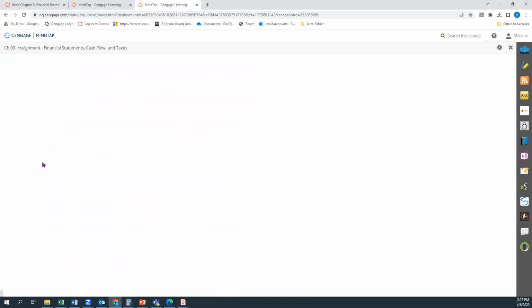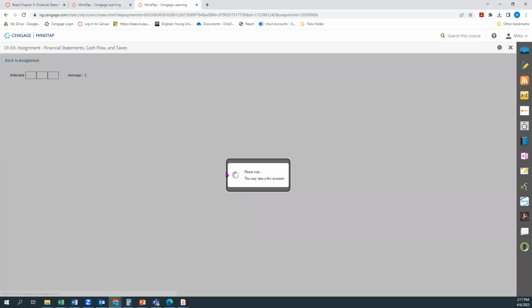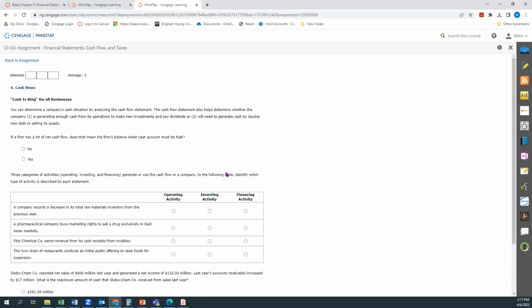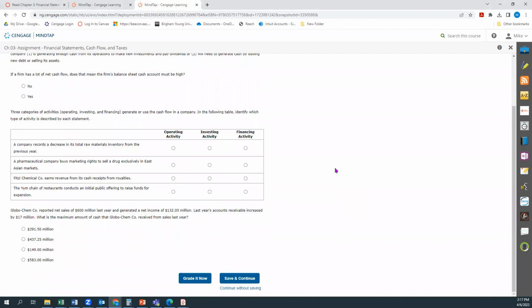Section 4 is the statement of cash flows. And the statement of cash flows is pretty complicated. So they're not even going to have you deal with it too much. Instead, what they want you to recognize is the difference between different types of activities. So we have 3 types of activities in a business that impact our cash. The most common type is called an operating activity.